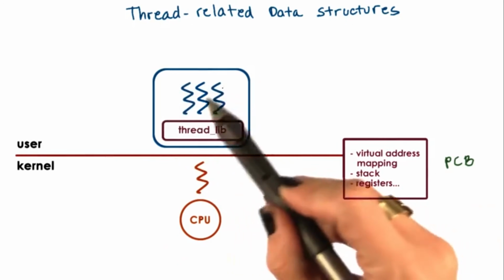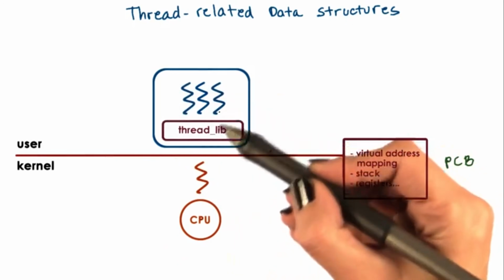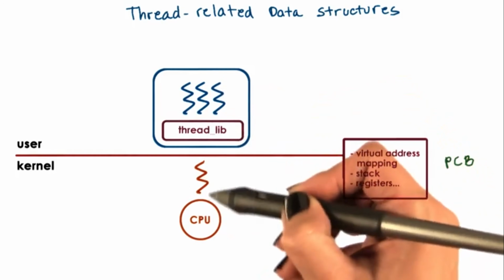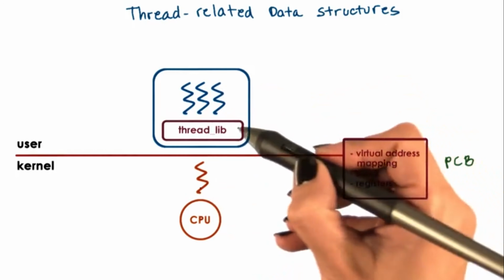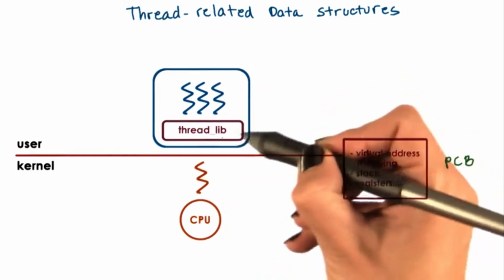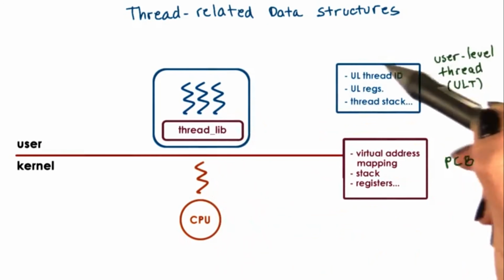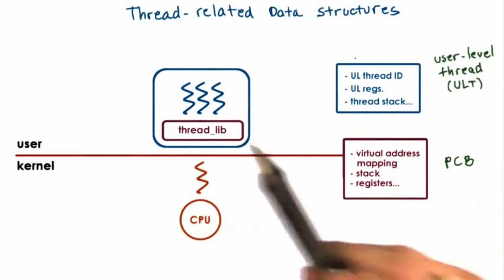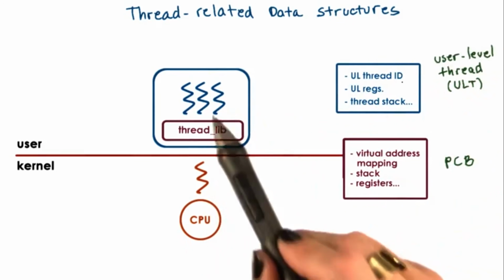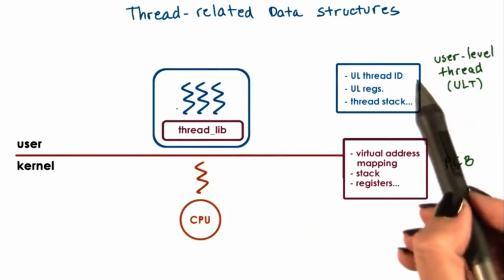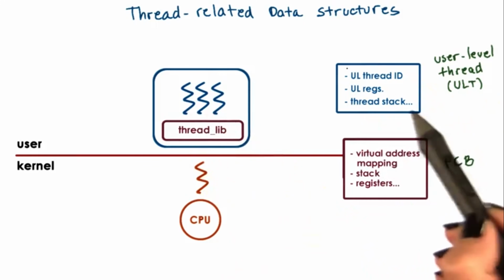Let's now make the process multi-threaded. So this will look like our many-to-one model, where many user-level threads are supported by one kernel-level thread, and there is a user-level threading library that manages these threads. This user-level library will need some way to represent threads so that it can track their resource use and make decisions regarding scheduling and synchronization. So it will have some user-level thread data structure.